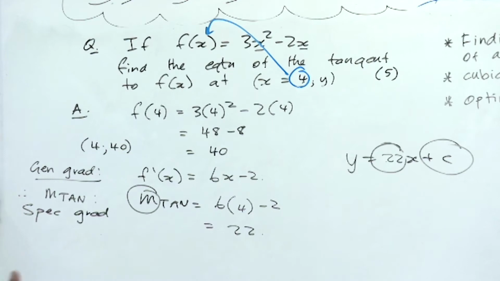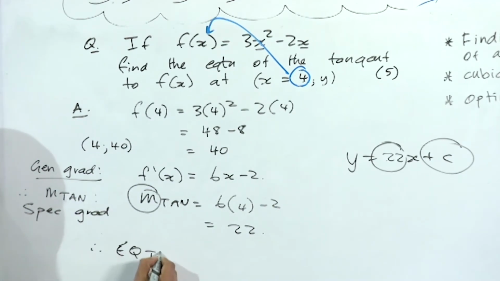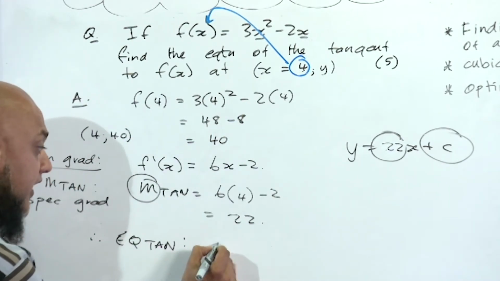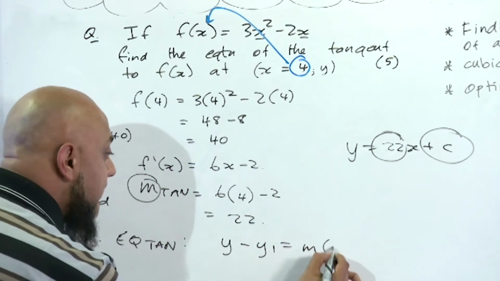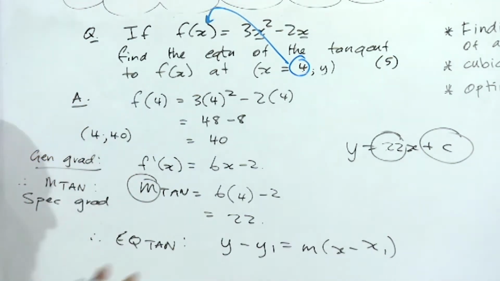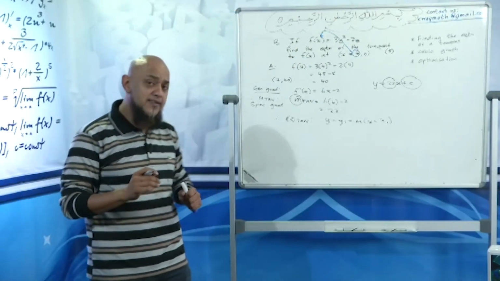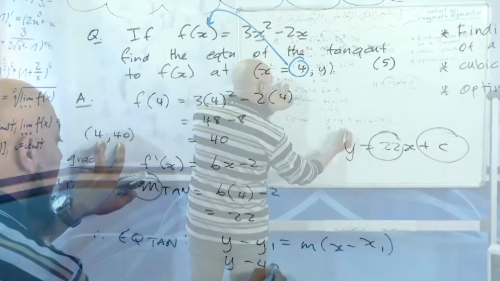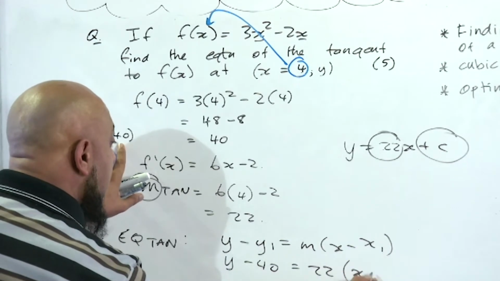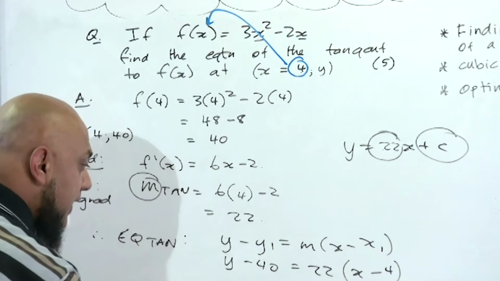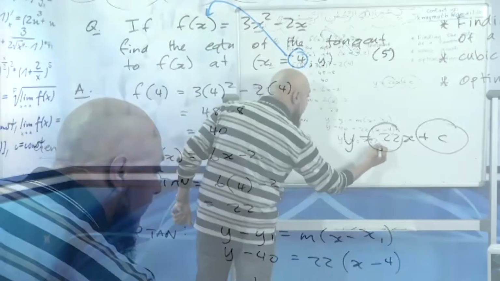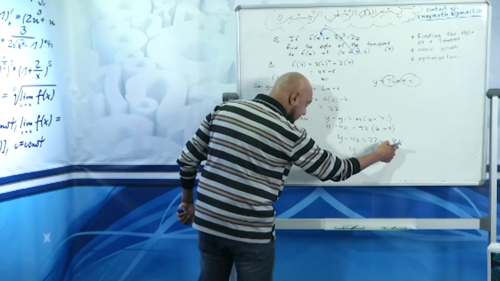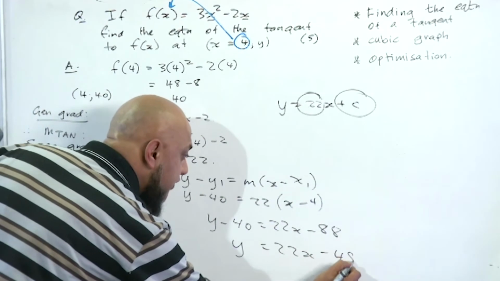Now we want the equation of the tangent. Therefore, the equation of your tangent will be given by, now you know when one pair of coordinates is given and the gradient, we can go into the formula, grade 12, y minus y1 is equal to m into x minus x1. Then we remove the brackets and get it into the form y is equal to mx plus c. So y minus y1, we're going to be using the point 4 and 40. So y minus 40 is equal to m, which we got 22, into x minus 4. Remove the brackets. y minus 40 is equal to 22x minus 22 times 4, which is 88. So y is equal to 22x minus 88 plus 40, which gives me minus 48, and there we go.